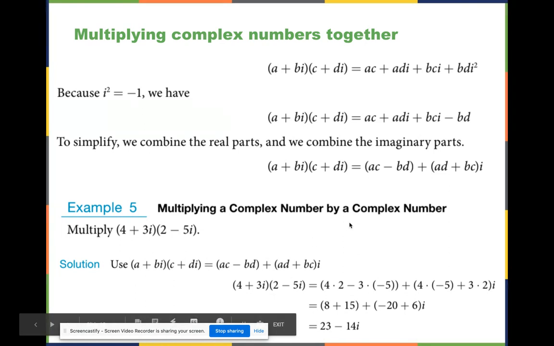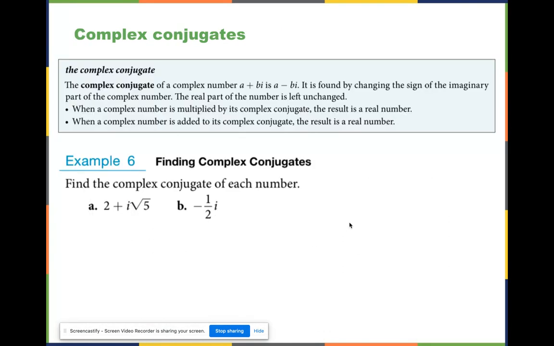So that's multiplying. Let's talk for a minute about complex conjugates. Okay, so the complex conjugate of a number, if we have a plus bi, is just a minus bi. Okay, there's nothing super tricky about it. You just change the sign of the imaginary part of the number. And the real number just stays the same.